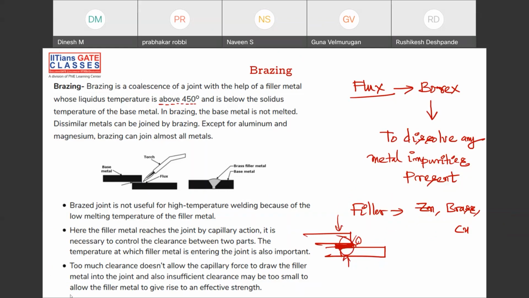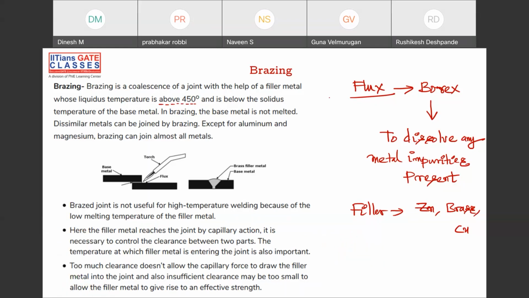The same thing will be happening in soldering, but please do maintain this clearance, it is very important. A clearance that is too much or too little is not good. If it is more, the capillary action will not come into picture. If it is less, a good amount of thickness is not generated, so the weld joint will be weak. So proper clearance is provided so that a good amount of capillary action is generated and the filler gets sucked inside it. That's a very important point.